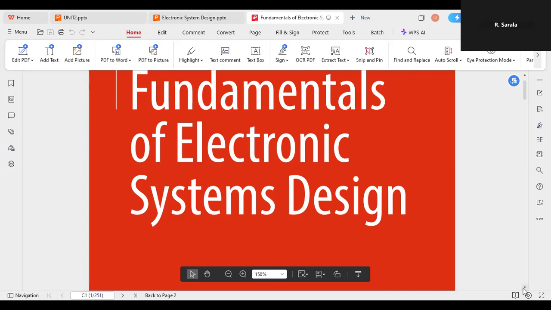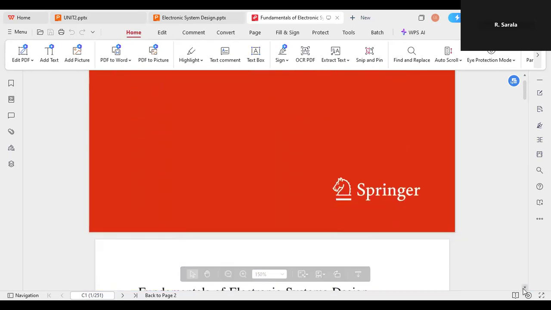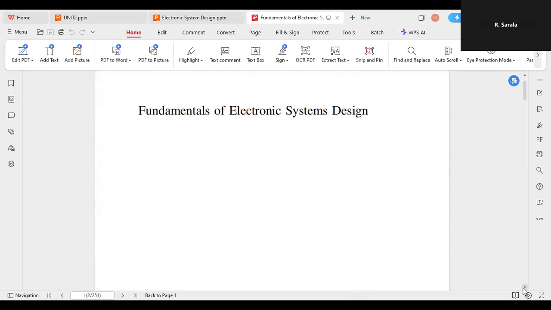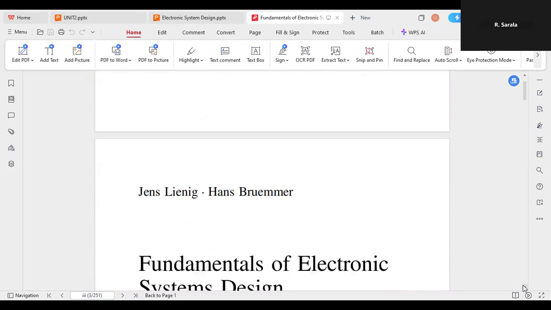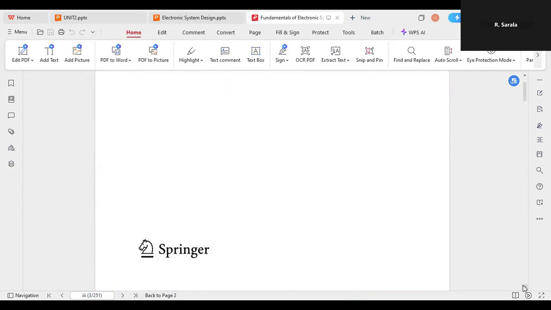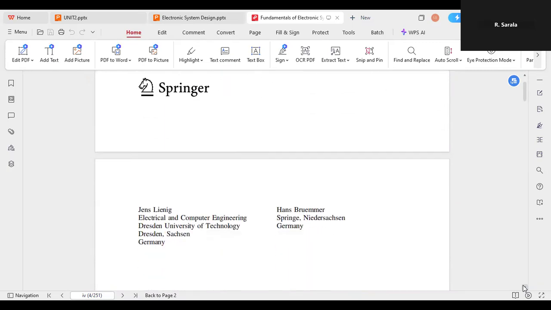Here I am referring to the textbook. It is from Springer. It is named Fundamentals of Electronic System Design. The authors are Jens Lienig and Hans Bruemmer. So this textbook will also help you to prepare for our course.